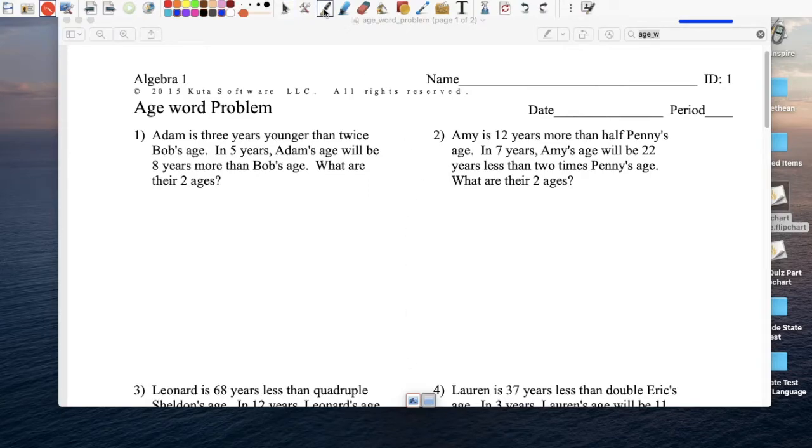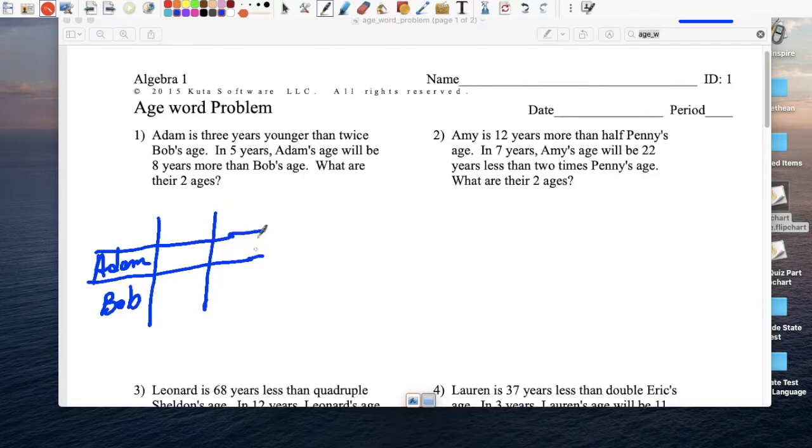Adam's 3 years younger than twice Bob's age. So again, when we set up our table here, Adam and Bob. So we're talking about Adam, but in reference, we're using Bob as a reference, right? In terms of Bob. So that tells me that Bob, well, if you ask yourself, what about Bob? It talks about Adam's age in terms of Bob, but ask, what is Bob's age? Well, you don't talk about Bob's age, so obviously Bob's age is just going to be B.